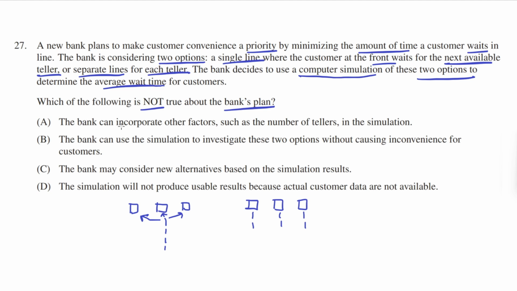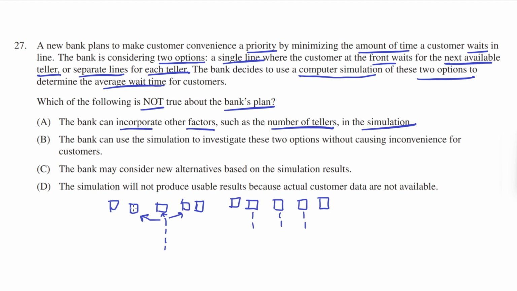So, which of the following is not true about the bank's plan? The bank can incorporate other factors such as the number of tellers in the simulation. So if we were to use this computer simulation to model these two models, to see which one is more efficient, you can easily add extra tellers. You can add an extra teller here and here and here and here in the computer simulation and be able to easily model what the effect on the line would be. Generally, adding more tellers would decrease the wait time, and that's something that the bank can initially determine.